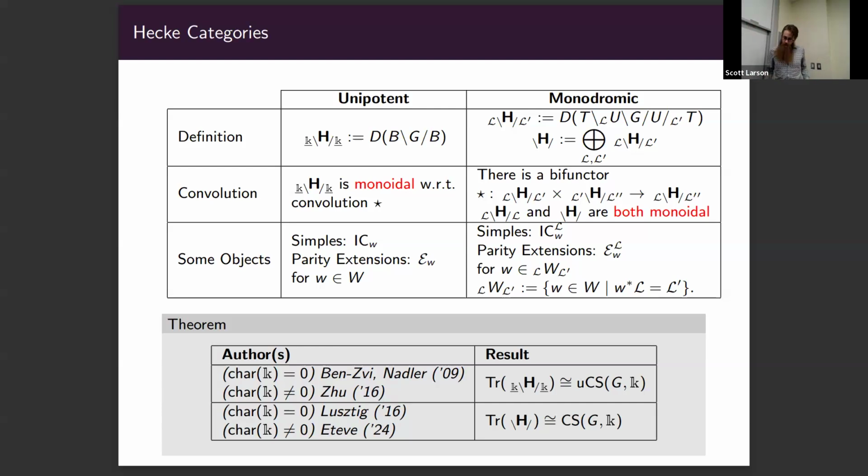And so both sides of this story have been covered in some amount of literature already, with the left side being much more and the right side maybe a little less. But there's a lot of progress and a lot of descriptions of how these things relate to character sheaves. So going back as early as 2009, Ben-Zvi and Nadler proved, when the characteristic is 0, that the categorical trace of the Hecke category, this left side Hecke category, gives you unipotent character sheaves.